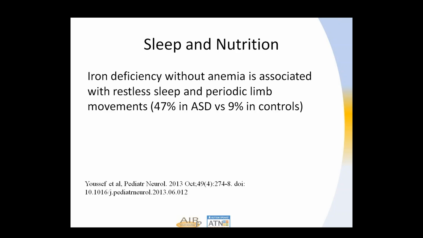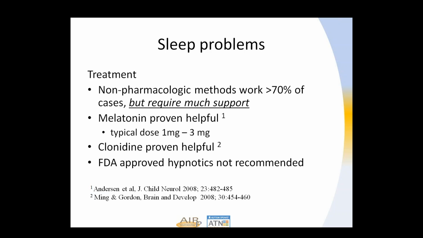And given my previous comments about GI problems and sleep having a relationship, we're starting to see that multiple factors are interacting to contribute to the overall problems with sleep, abdominal pain, appetite, and behavior that we might see in any individual with autism. Next slide, please. Well, if we see these sleep problems, what do we do for them?